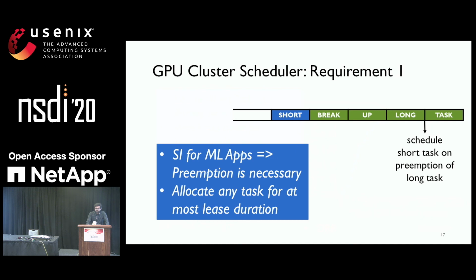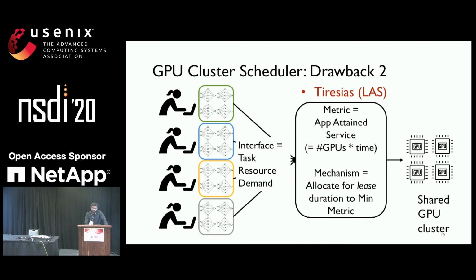A way to enforce this is via the concept of leases, where any app's tasks are allocated resources for at most a lease duration at a time. With Tiresias, apps interface with the scheduler and submit their task resource demand. Tiresias maintains the attained service metric for each app. Attained service is the product of the number of GPUs allocated and the allocation time. Finally, Tiresias allocation mechanism allocates resource to the app with the least attained service for a lease duration.